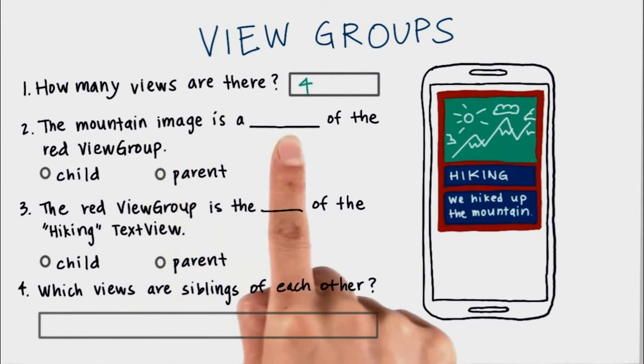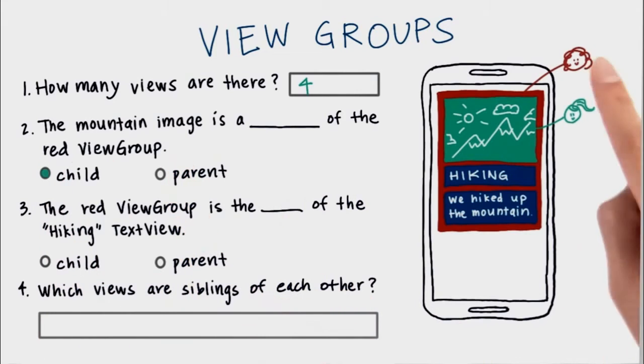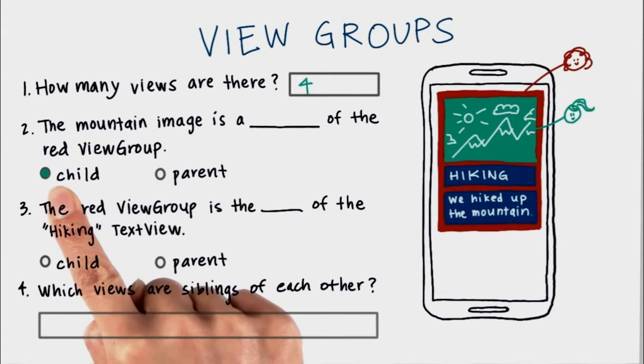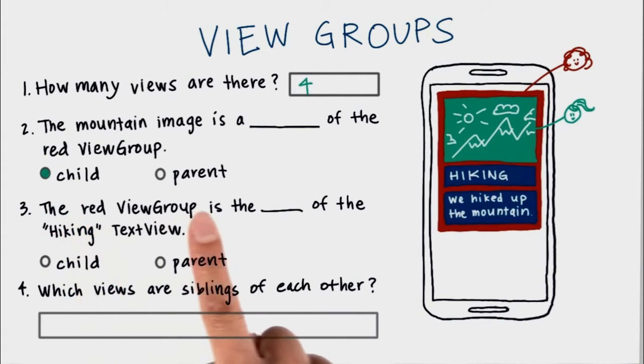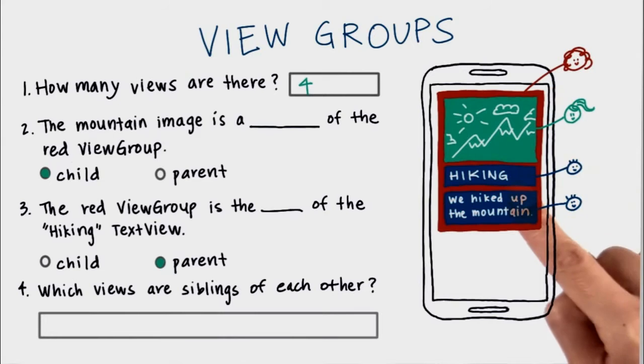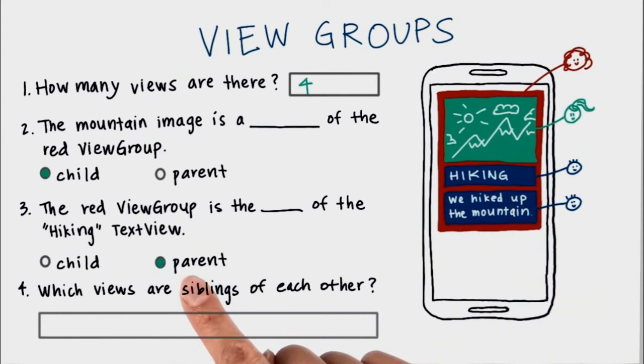Next, the mountain image is a child or parent of the red view group. If I draw in the faces, hopefully you remember that the image view is a child of the red view group. So I circle this one in. Number 3, the red view group is the child or parent of the hiking text view. If I draw in more faces, then we see that the red view group is the parent of the hiking text view. So we circle this in.